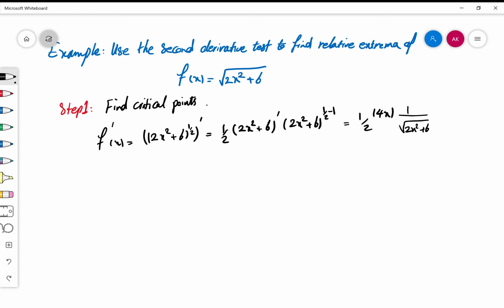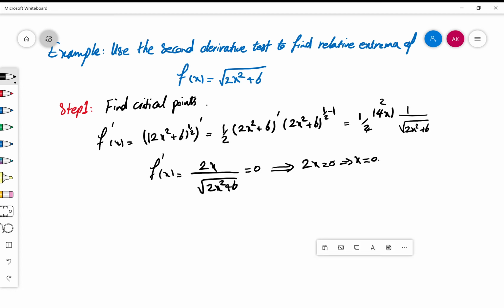Let me just write it here. So f prime is, this cancels with that. This is 2. So 2x over root 2x squared plus 6. And this needs to be equal to 0. There's a fraction, a quotient, equal to 0. It means that the numerator is equal to 0. And there's only one point which makes that 0.